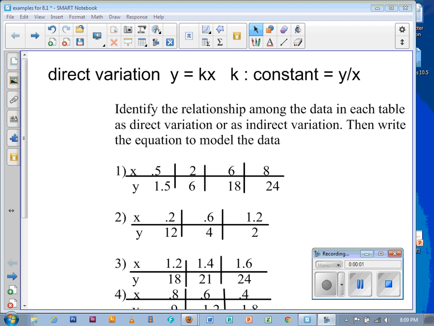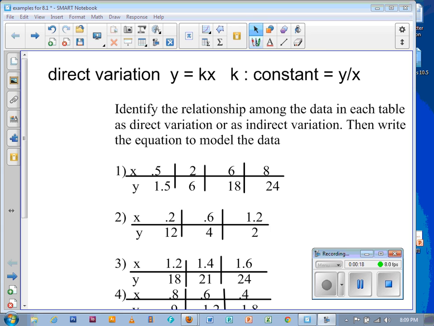Lesson 8.1, Algebra 2B. Today we're going to be studying inverse variation, and at the same time we're going to be reviewing graphs and charts that have direct variation. On your set of notes you'll have two general forms, first direct variation.